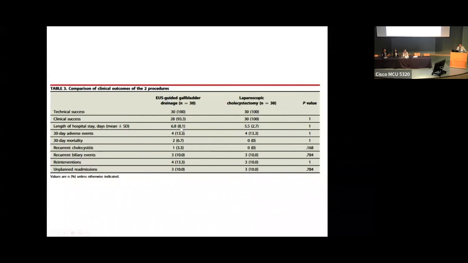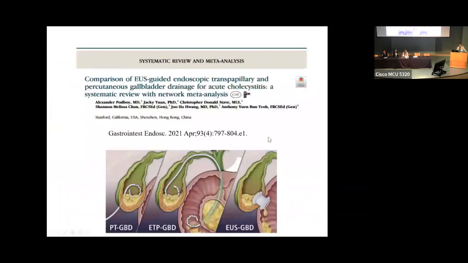30-day length of hospital stay was similar in both groups, longer than you would imagine. Adverse events were similar in the groups. Obviously, re-interventions were needed in both groups. Unplanned admissions similar. So really similar outcomes, although again, small retrospective study. This same group has a randomized trial ongoing of EUS guided gallbladder drainage versus laparoscopic cholecystectomy. Those results should be out hopefully by the end of this year.